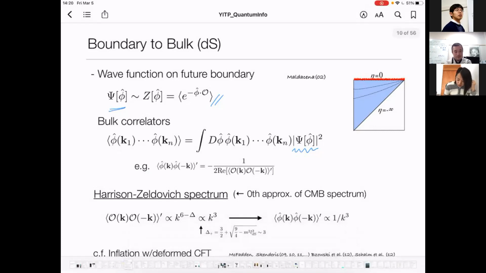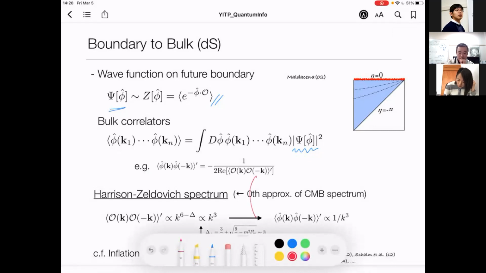And here, let me consider a massless scalar field, which should correspond to the scaling dimension of 3, since I'm considering 1+3 dimensions. For general dimension, I just have to replace this with D. And by doing a Fourier transformation, this gives you 6 minus delta, which gives you 3. And then using those two expressions, we obtain the bulk 2-point function given by 1/k to the third, which basically gives the Harrison-Zeldovich spectrum, which is a 0th order approximation of the CMB spectrum.